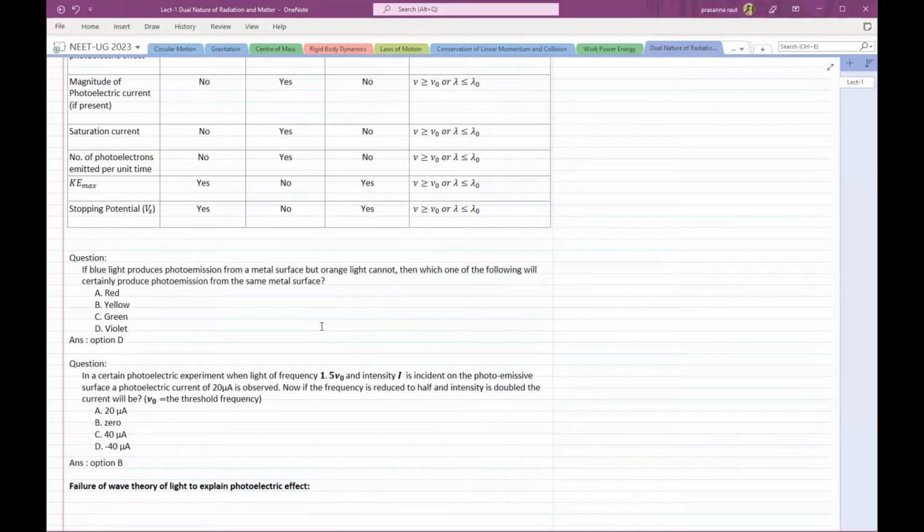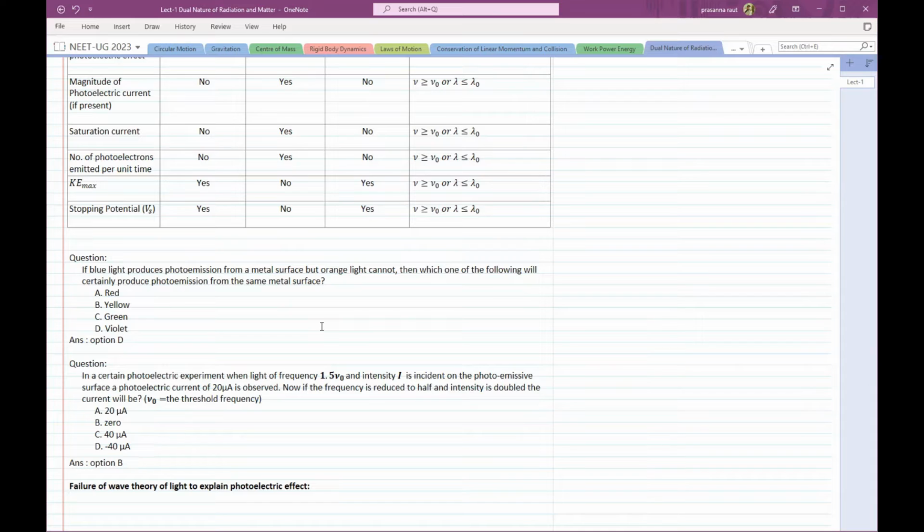Failure of wave theory of light to explain photoelectric effect. Now for light, since we haven't studied it earlier, there is a theory called the wave theory of light, which says light is propagated through space in the form of waves. And now we call them electromagnetic waves. You probably know this. So light propagates through space in the form of electromagnetic waves, and this is the part of the theory.